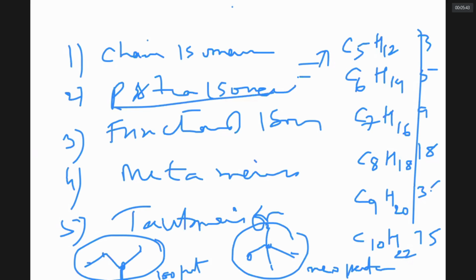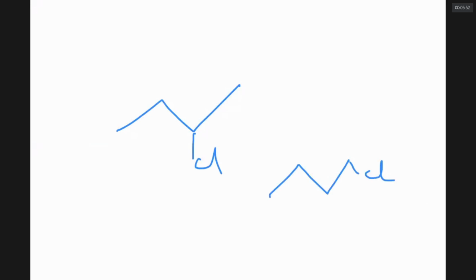Yes, sir. What is the relation between 2-chlorobutane and 1-chlorobutane? What type of isomer? Position isomers. Yeah, I think you have more clarity. I'm not going to revise structural isomerism. Do you want me to revise structural isomerism now, or should we go ahead? Yes.